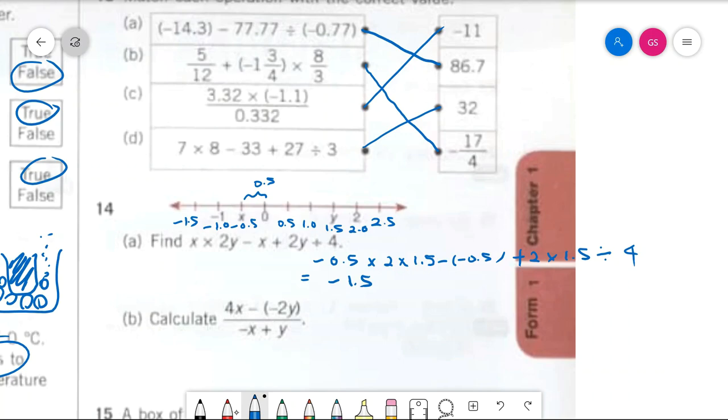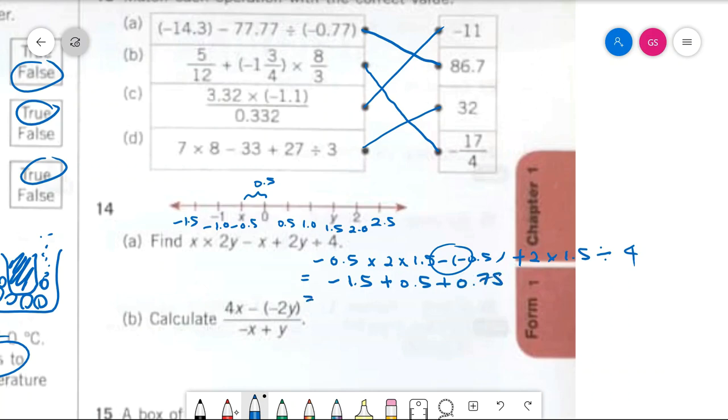And then what happens is, you make this negative negative into positive. Positive 0.5. Plus, do the behind first, because it's multiply and divide. Do the behind first. 2 times 1.5 divided by 4. You will get how much? 0.5. So, plus 0.5. So you will get your answer.